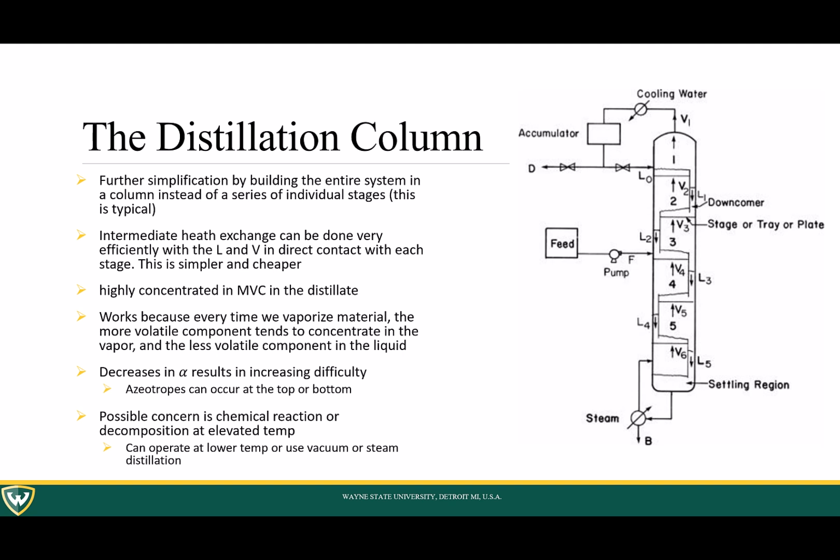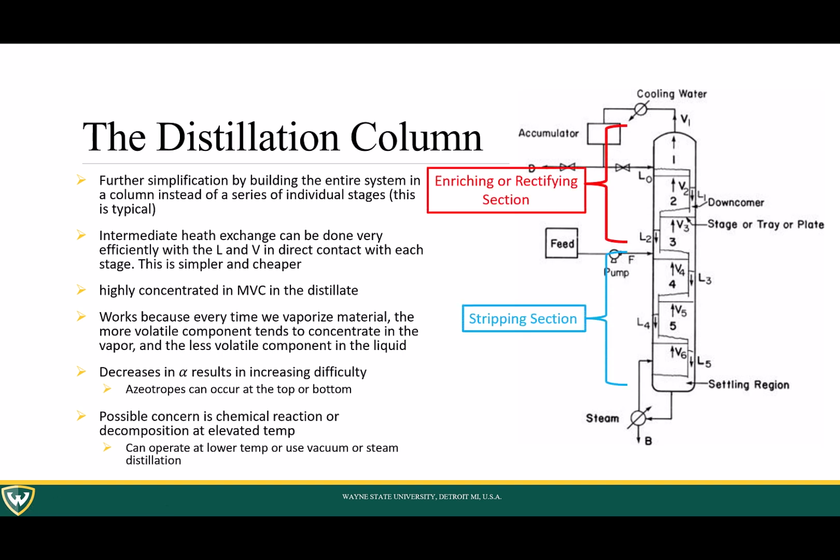Or in order to solve this, you can just simply operate the column at a lower temperature, or you can use a vacuum or a steam distillation instead. One thing to note is that there's going to be different sections within the column. Within the distillation column, you're going to have what is called the enriching or the rectifying section at the top. That's where the gas is going to be filled with high MVC, versus the stripping section, which is where we're getting rid of a lot of the MVC.